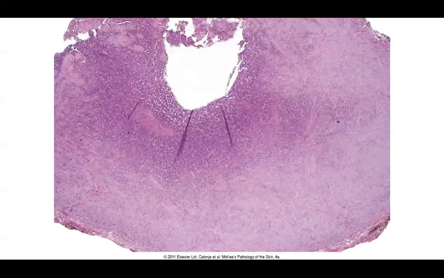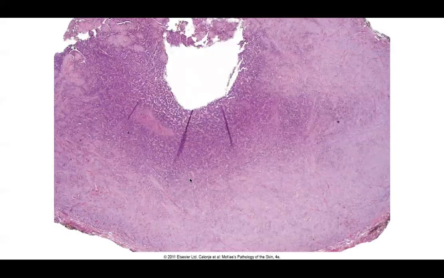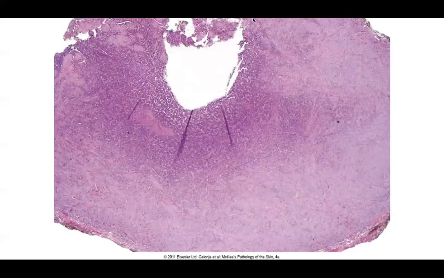So here you can see that central area with the more basophilic primitive cell proliferation. And then you see this very zonated appearance. You can cleanly identify the central and the peripheral locations. And again, the peripheral location is going to have the leiomyoma-like fascicles of the myofibroblasts out here. So again, what we're looking at here is an infantile myofibromatosis. Again, this picture shows you that nodularity, how it's pretty well circumscribed with that zonation effect.